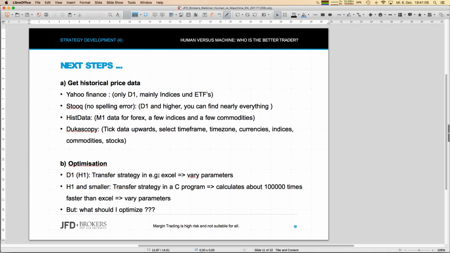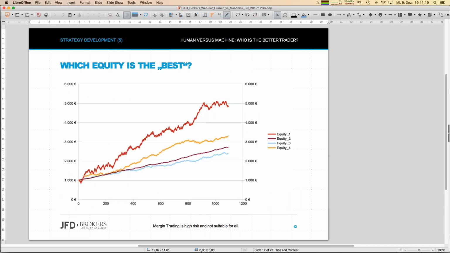What should I optimize? You may answer immediately, okay, highest profit, I want profits. Yeah, but is profit everything? There are other aspects, like, for example, drawdowns. And if you have visited a lot of webinars during the last couple of months, you know that slide. It is simply the question, which equity curve, if you have the choice, is the best of those four? And maybe you tend to say directly, hey, it's the red one, generating the highest profits. No. My favorite here is equity number 2, the more brown one, where my cursor is now.